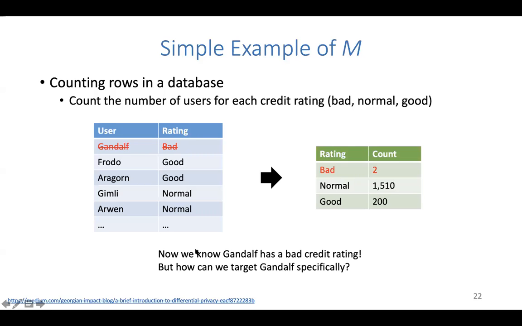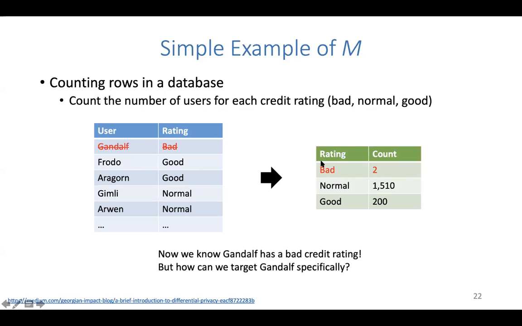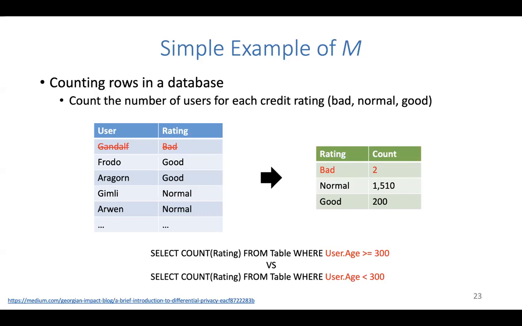But the question still remains: how can we target Gandalf specifically? For example, we don't know if Gandalf is in the dataset or not, and even if so, we don't know how to target Gandalf so that we can remove Gandalf from the dataset and then reach this outcome. How can we do that? Actually, trying to target Gandalf is not a difficult task. You can easily do it with some side information such as age.